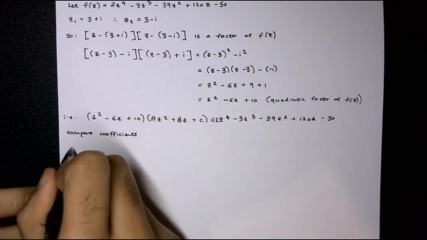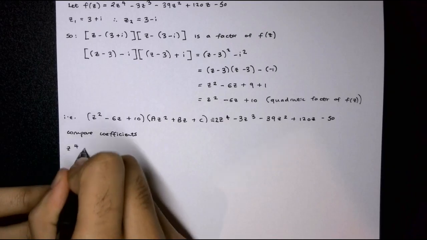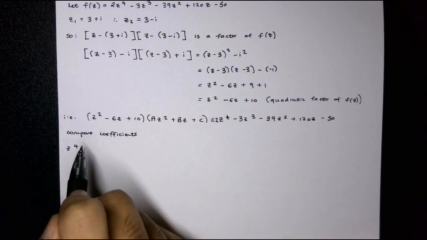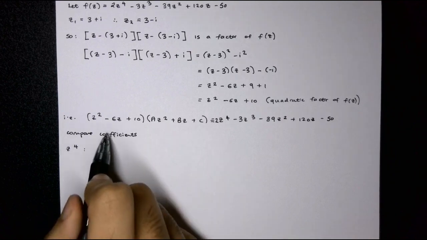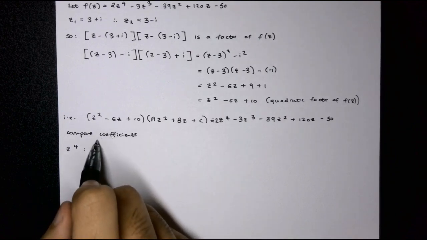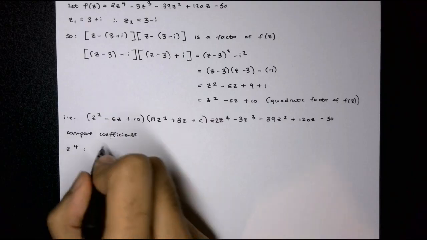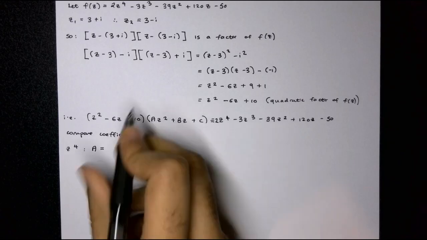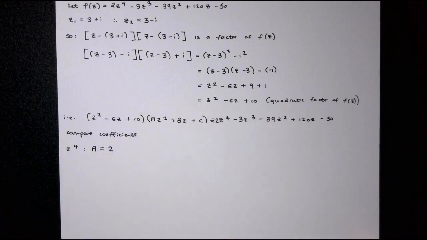So if we do that, comparing the z to the 4s, on the left hand side, z squared times by az squared gives az to the 4, so the coefficient of z to the 4 will be a. And on the right hand side, we've got two of them. We can see here a is equal to 2.